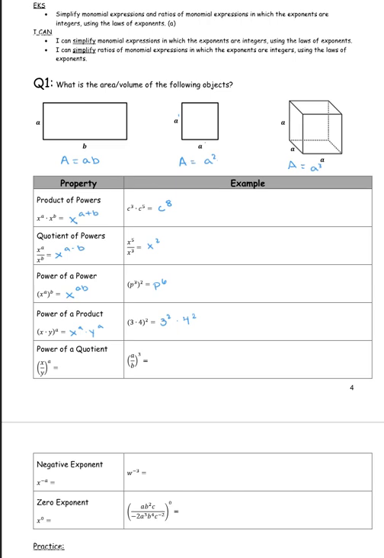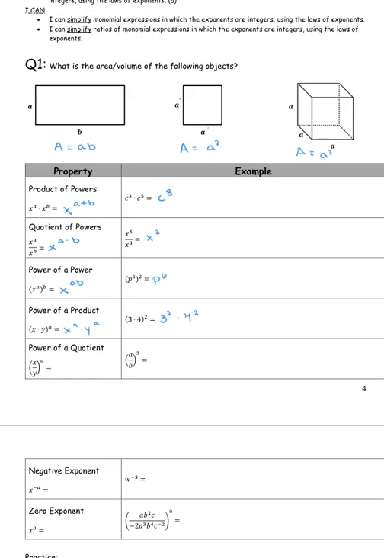And then a power of a quotient. Again, everything in the parentheses gets raised to the power of a. So we get x to the a divided by y to the a. So again, everything in our parentheses gets raised to the power of 3. So I have a cubed divided by b cubed.